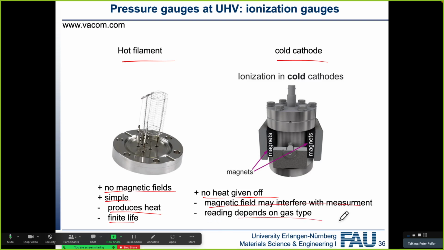And the reading, again, depends on the gas type. This is very important to always remember: the gauge reading doesn't mean you know what the vacuum is, because you don't know what the partial pressures are. You don't know if the vacuum is exclusively hydrogen or nitrogen or argon or something.